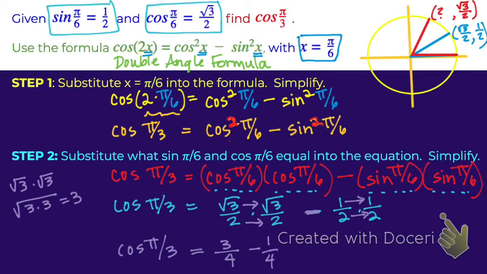And then the last step is to just subtract. When we're subtracting or adding fractions, the denominator needs to be the same, which it is. And so we leave the denominator as 4, and then we subtract our numerators. 3 minus 1 is 2. And 2/4 is the same as 1/2 or 0.5.